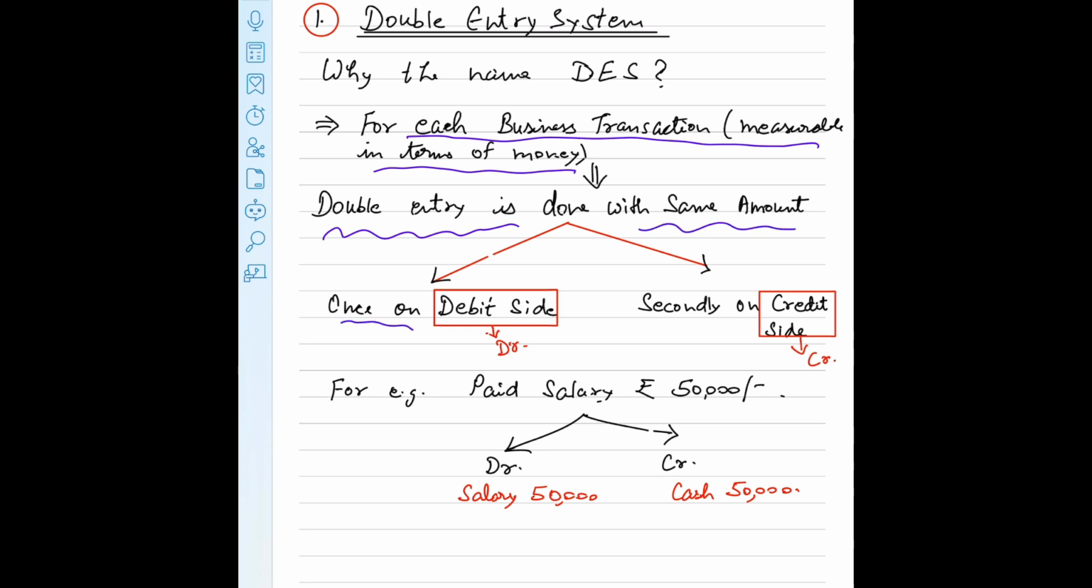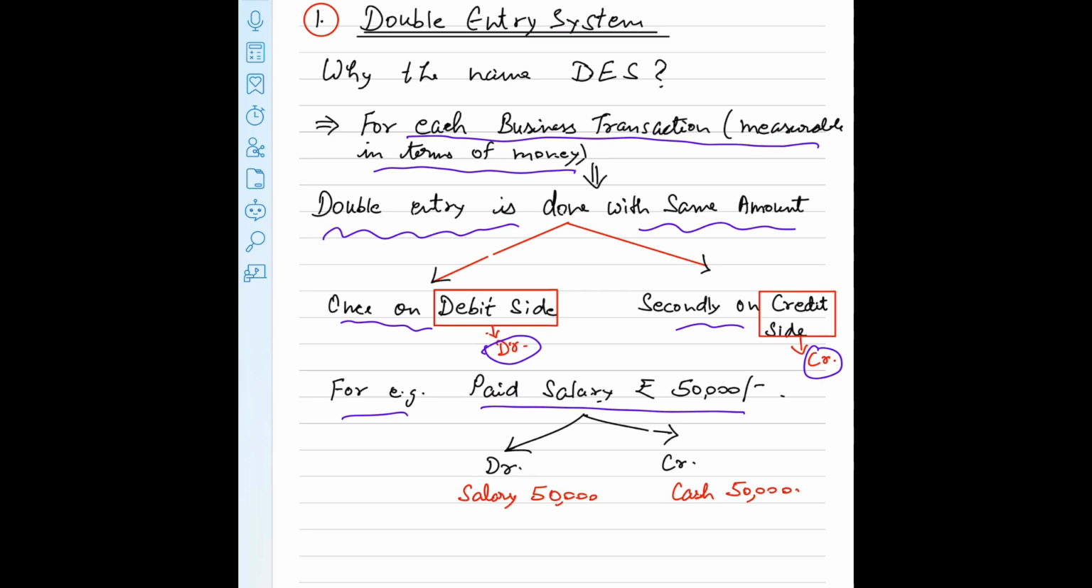Once on debit side, the abbreviation for debit is Dr., and secondly on credit side, and the abbreviation for credit side is Cr. Cr. represents credit, Dr. represents debit. For example, paid salary rupees 50,000. Now this is a business transaction and it is measurable in terms of money. As we can see, the salary amount is rupees 50,000.